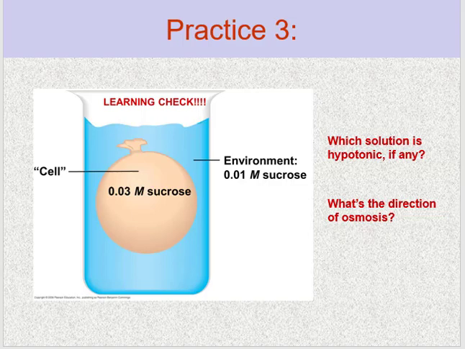So in this example, we have 0.03 moles of sucrose inside our mock cell and 0.01 moles of sucrose on the outside of the cell. So the environment would be the hypotonic portion of the solution because it has a lower concentration of solute. And if osmosis were going to occur, which it would in this situation, which direction would it move? Well, the water from the outside of the environment would move into the cell because the cell has a higher concentration of solute and a lower concentration of solvent.